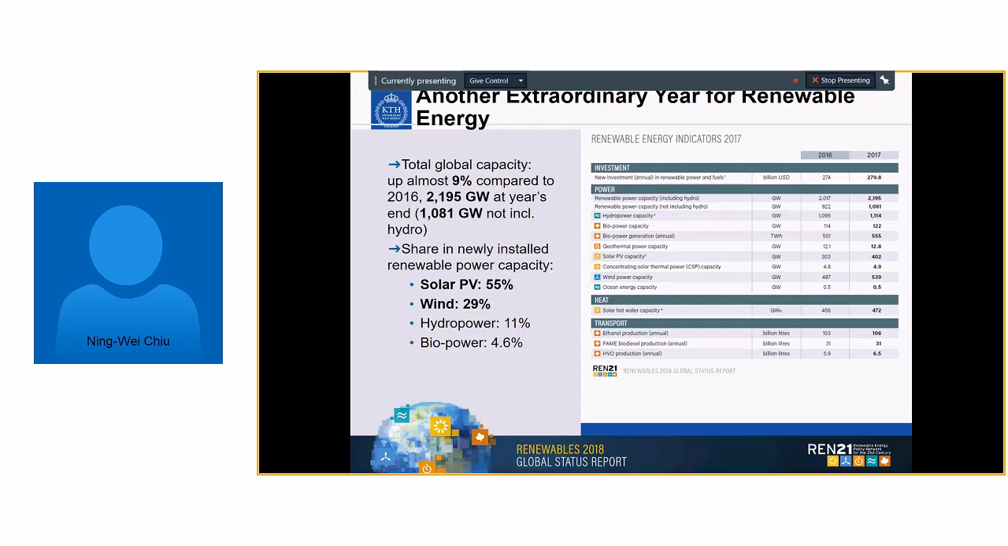And among the newly installed renewable power capacity, we have a lot of solar PV. Why is that? Do you know? Like, why do we have PV that's coming up so fast? Prices are falling. Yeah, so mainly the cost. So we have managed to have mass production of PV panels.